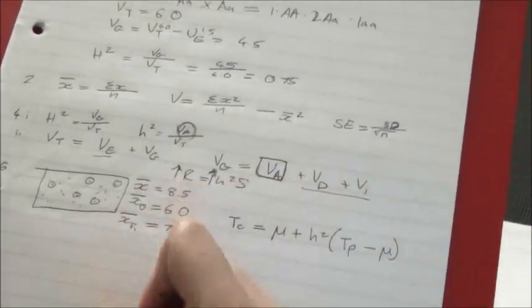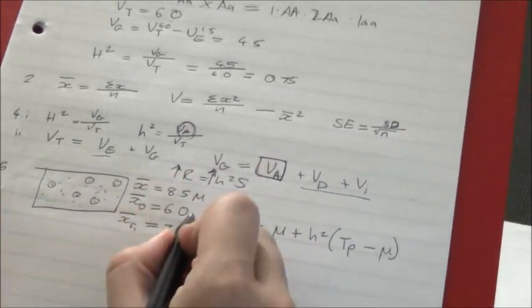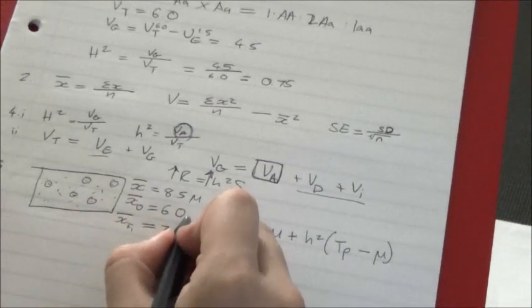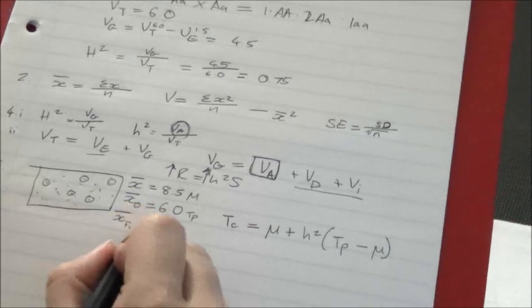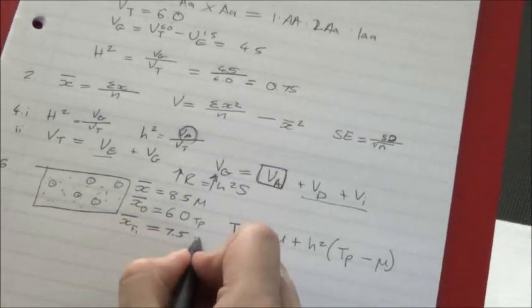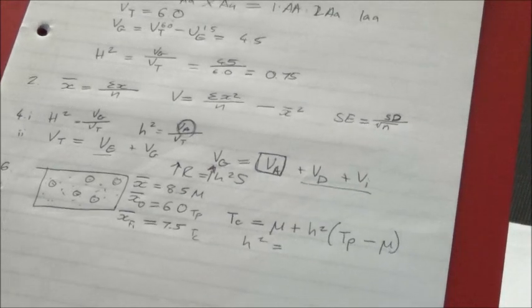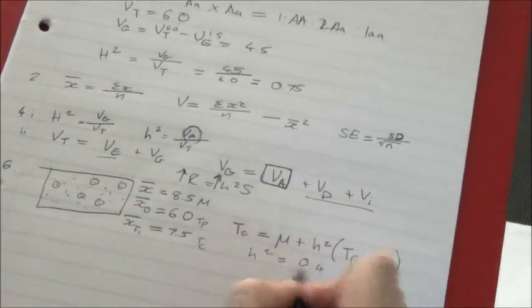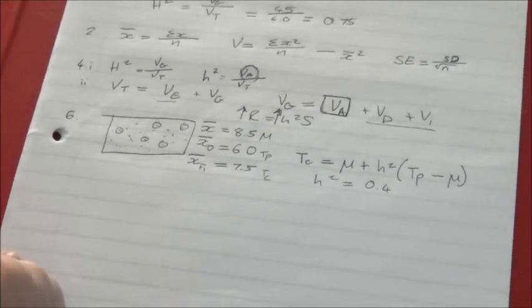So if we look at what values we have here, this was the mean of the population, this was the mean of the parents, so this can be our TP value, and this was the mean of the offspring in the next generation, which should be TC. And then all you have to do is solve for h squared, and you should get 0.4 as your answer. Okay, so that's question 6, which is relatively easy, and you'll use that calculation a lot, especially in the following tutorials.